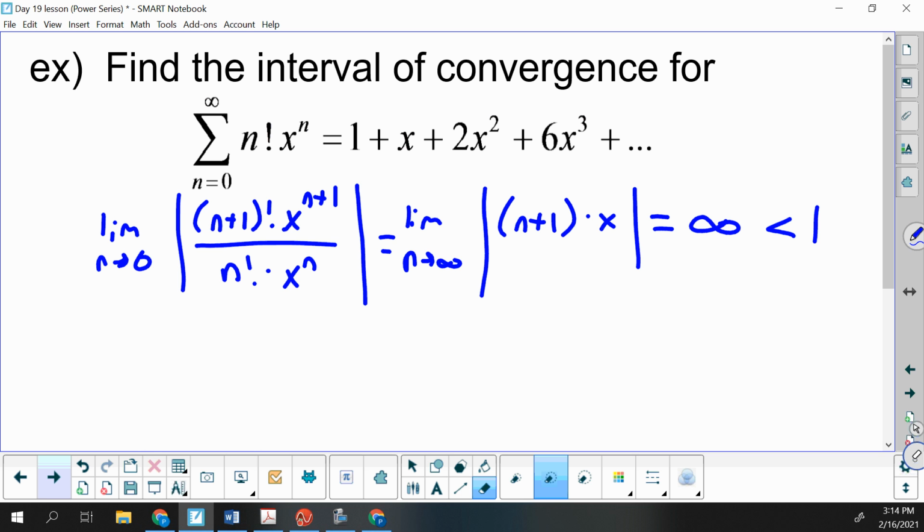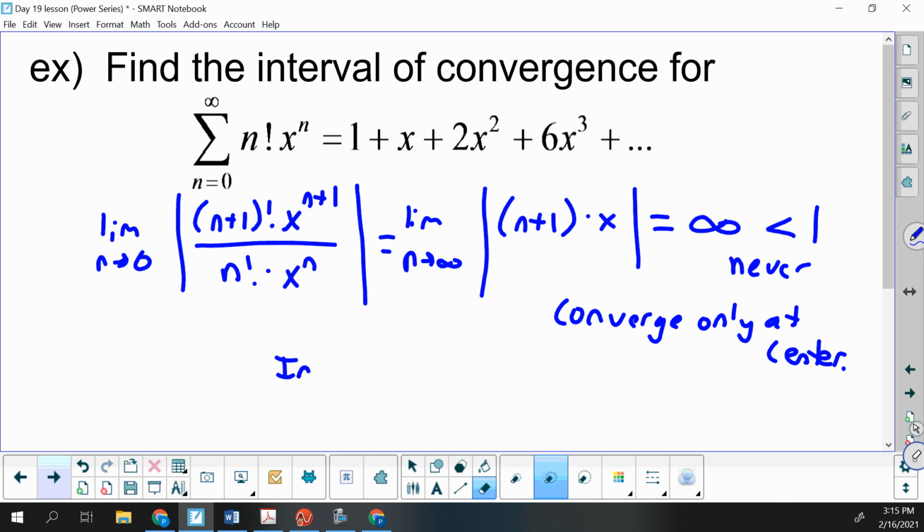We need it to stay less than 1. Well, this is never less than 1. So, therefore, this is going to converge only at the center, because the center will always match exactly. So our interval of convergence is just the center. In this case, our center was 0, because it was like x minus 0 raised to the n. So x equals 0 is our center, and our radius would just be 0.